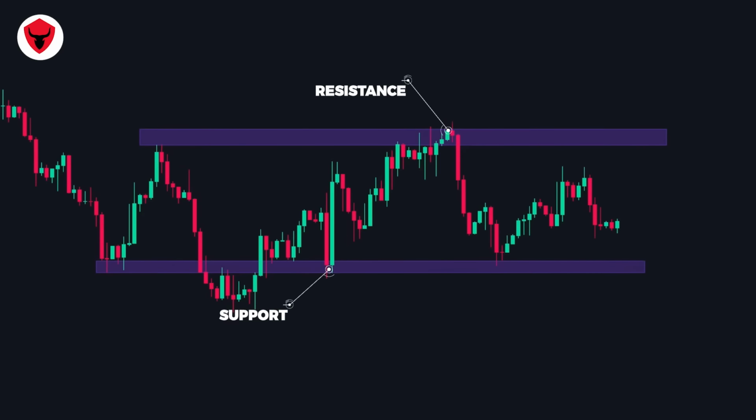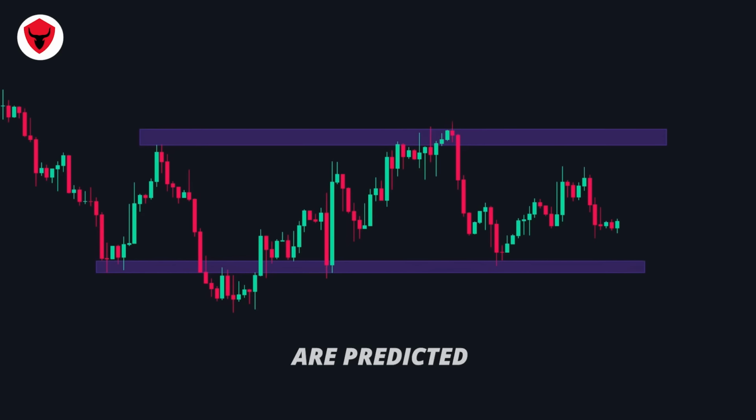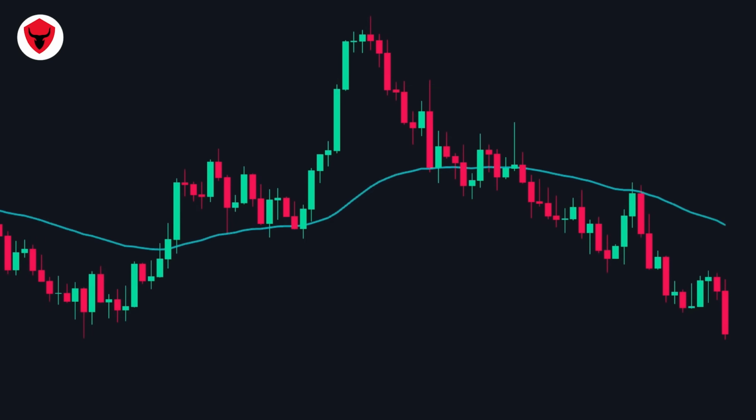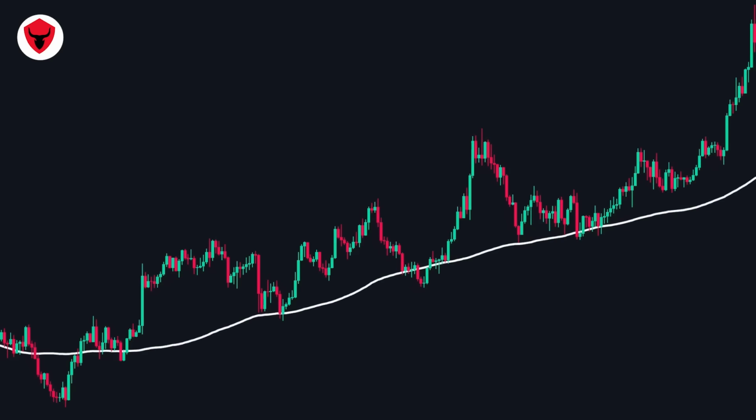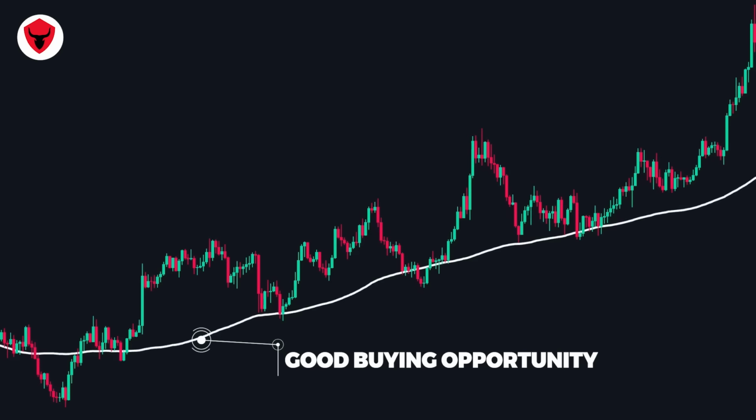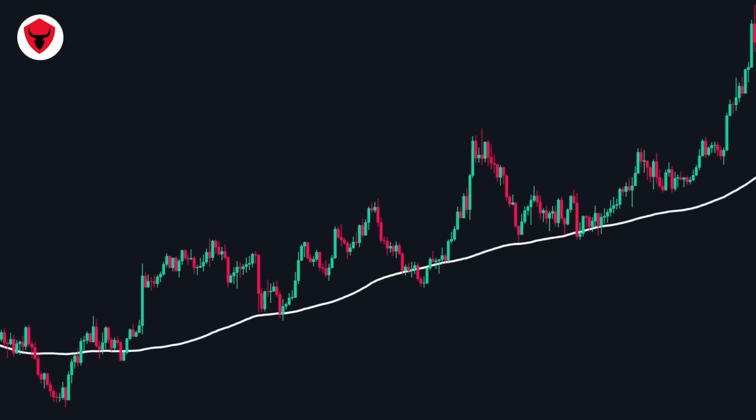While support and resistance are usually fixed price levels where reversals are predicted, moving averages can also be used as dynamic support and resistance. During an uptrend, the price often remains above the moving average. When the price returns to the moving average, it frequently finds support, signaling a good time to search for buying opportunities. For example, in an uptrend, the moving average might provide support numerous times.